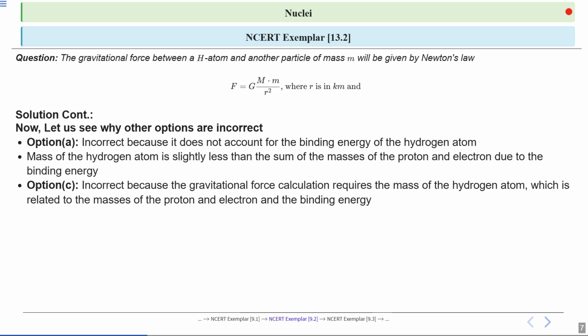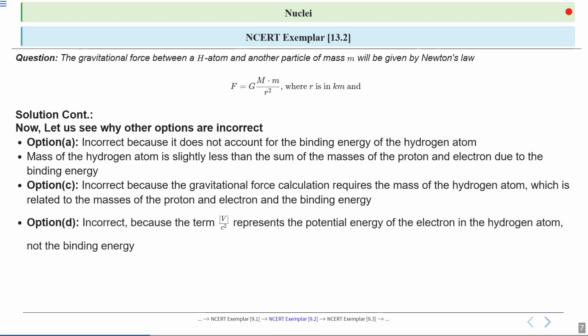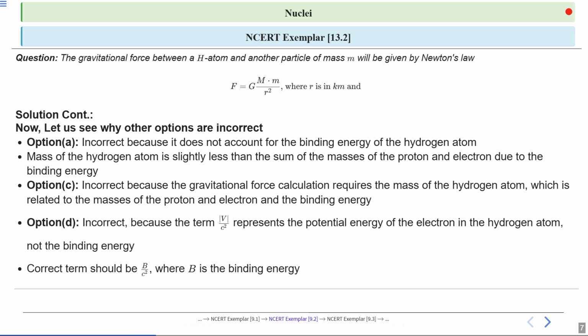Option C is incorrect because the calculation for gravitational force requires the mass of the hydrogen atom, which is related to the masses of proton, electron and binding energy. And binding energy is essential to calculate the actual mass. Option D is incorrect because the term V upon C square represents the potential energy of the electron in the hydrogen atom, not the binding energy. The correct term is B upon C square, not V upon C square.